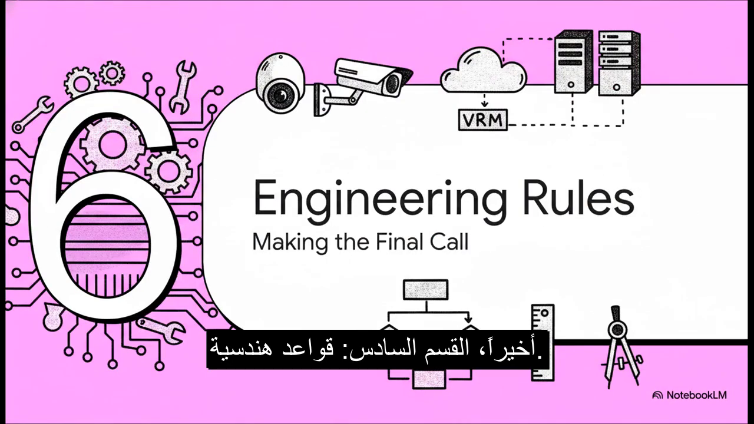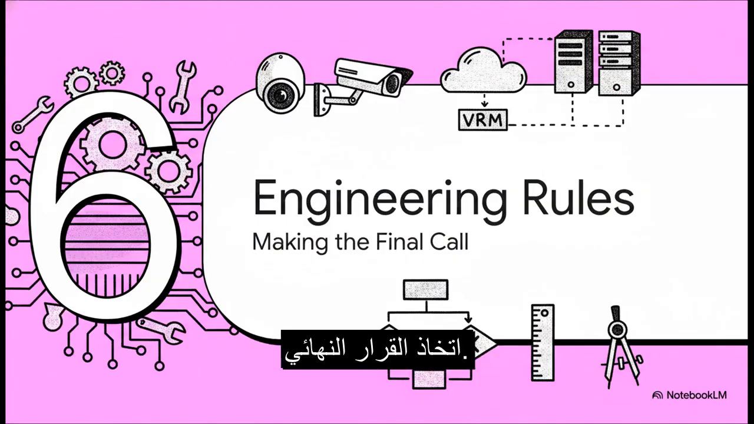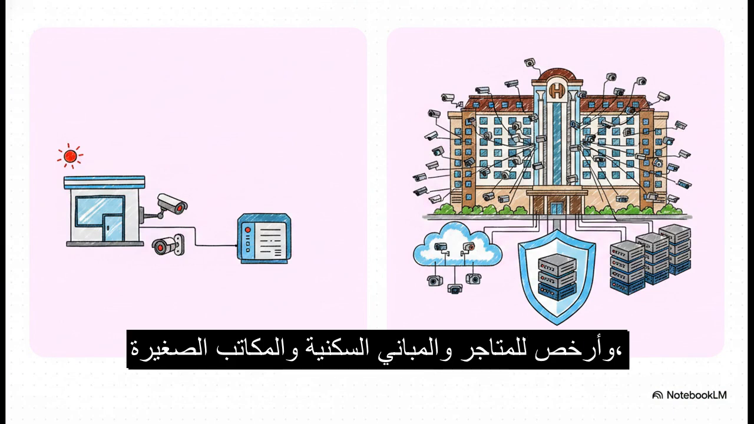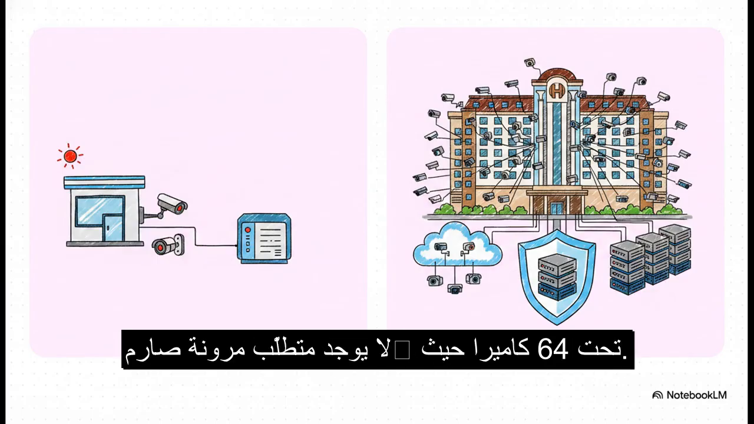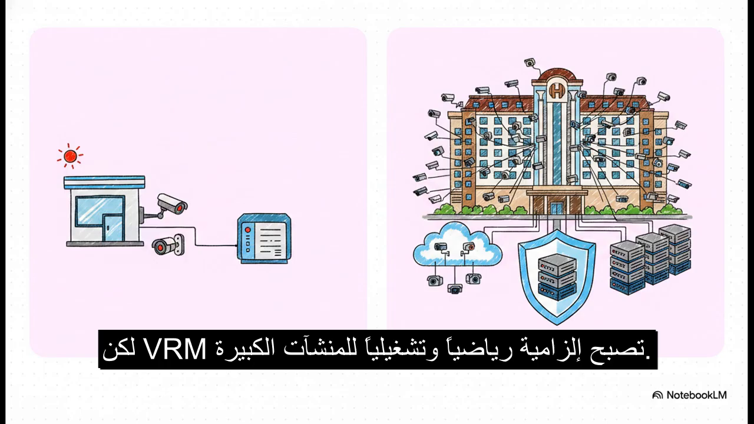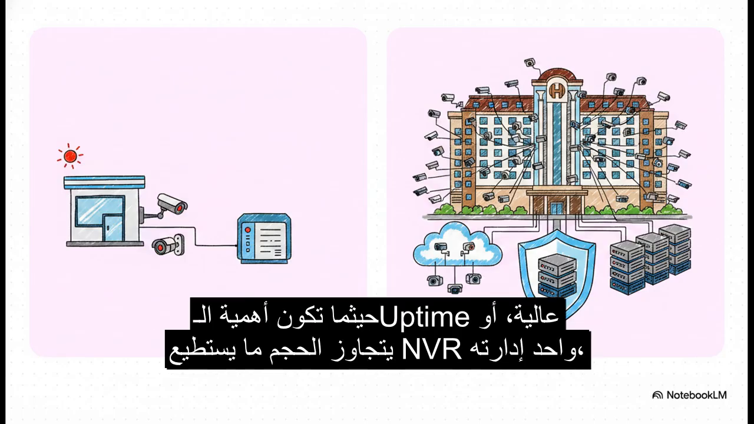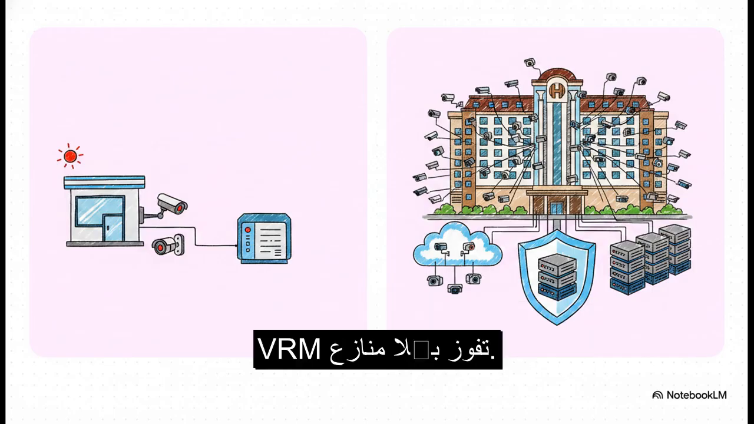Finally, Section 6, Engineering Rules, making the final call. Look, standard NVR architecture is perfectly fine, and frankly, it's cheaper for retail shops, residential buildings, and small offices under 64 cameras where there just isn't a strict resilience requirement. But VRM becomes mathematically and operationally mandatory for large-scale facilities. We're talking hotels above 200 cameras, hospitals, mega developments, and critical infrastructure. Anywhere uptime actually matters, or where the scale exceeds what a single NVR can reliably handle, VRM wins, hands down.